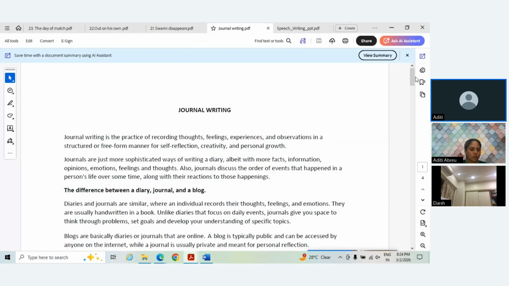Now I have to know which type of letter it is. Is it formal or informal? Because in one of the past papers it was showing as a formal letter. So if you can check with your teacher what type it is, we can understand the format and how to write, and then we can do practice questions. Okay.